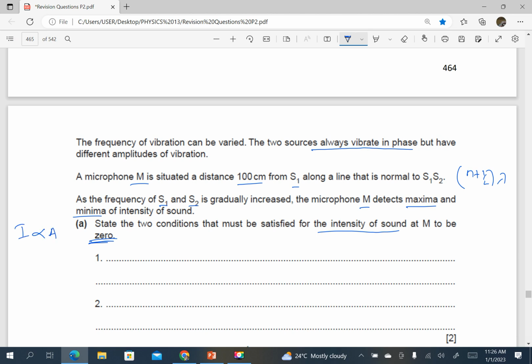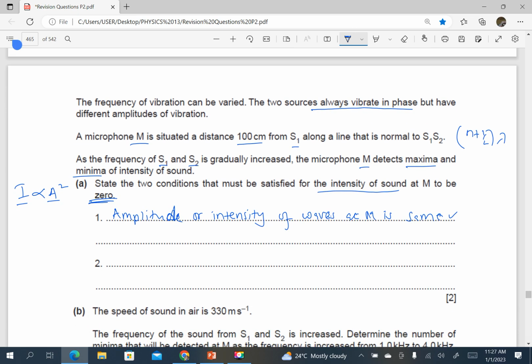Since intensity is directly proportional to amplitude squared, if the amplitude is the same, we could also say the intensity at M is the same. So same amplitude or same intensity of waves at point M. That will result in total destructive interference. But what is the condition for destructive interference?